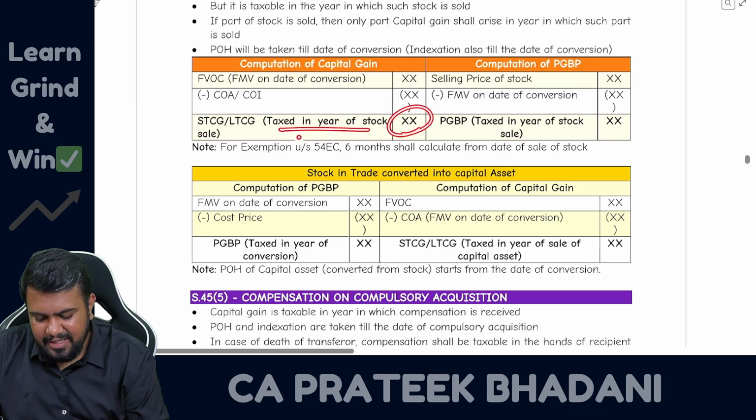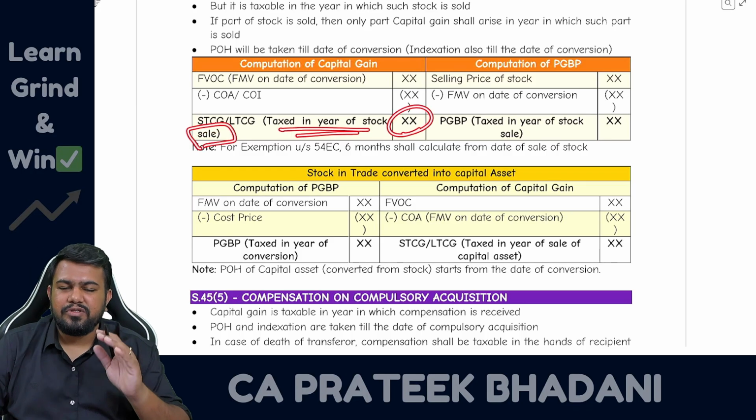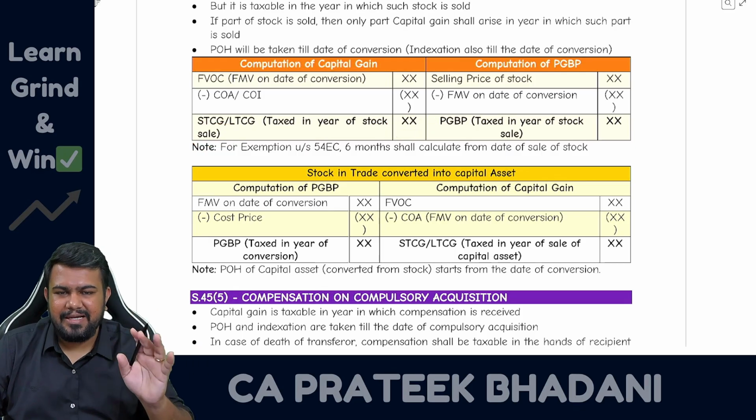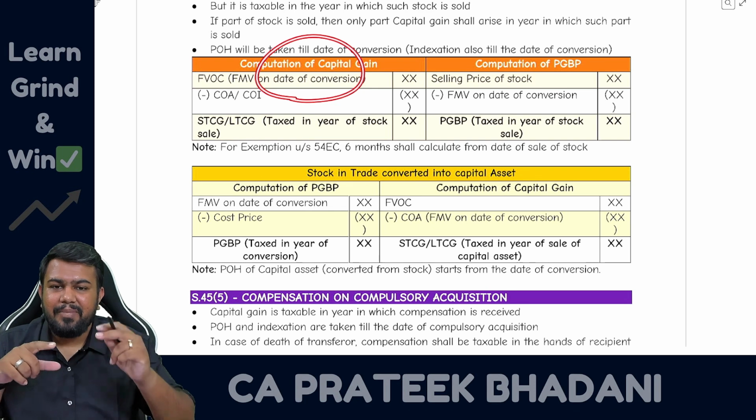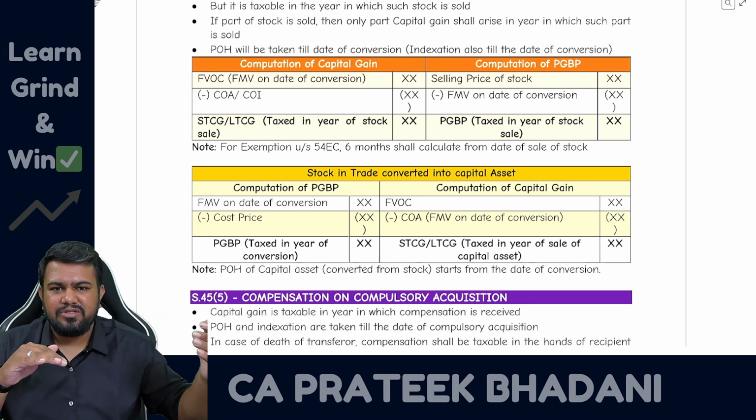It will be taxed in the year in which the stock is sold. So when the stock is sold, only capital gain will be taxable. You have to calculate the capital gain when the conversion takes place, but you have to tax it in the year in which the stock is sold.